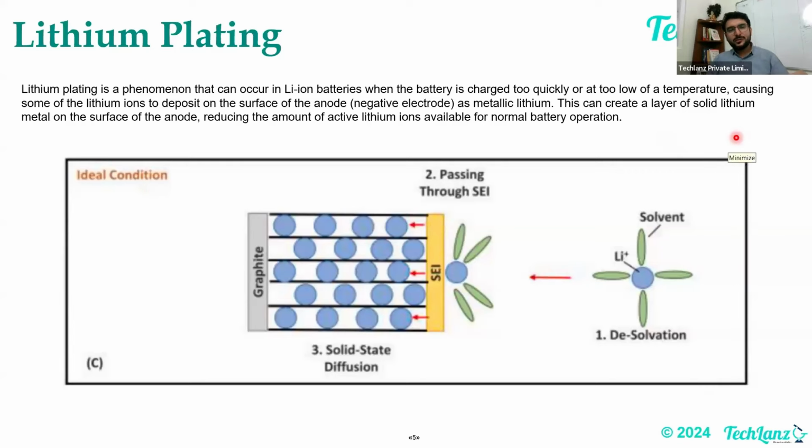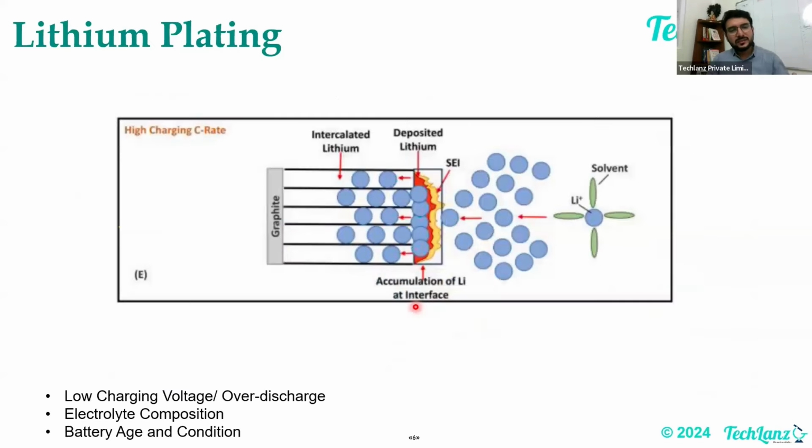If you go through that, you will understand what a slow response mechanism is and what a fast response mechanism is. Diffusion is always the slower mechanism. Now let's see what happens when you are trying to charge at a fast speed, at a high C rate. These lithium ions try to accumulate on the anode surface.